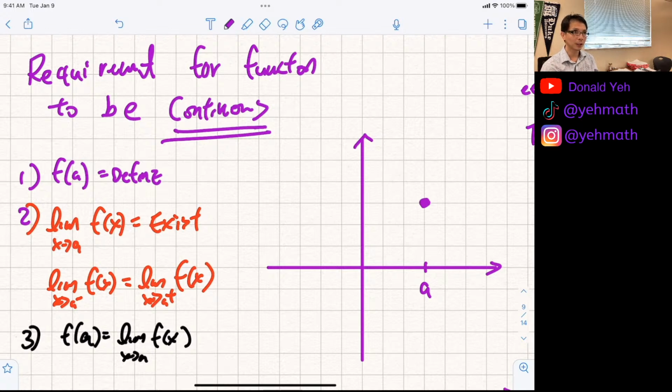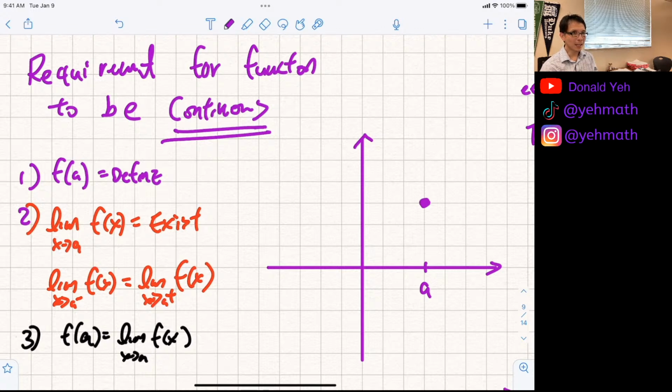Does this function look continuous to you? What does one say? Defined. f(a) must be defined. If it's defined, that means it's a solid circle. But this doesn't look like a continuous function. In fact, it doesn't even look like a whole function. It only has one coordinate. But nonetheless, it still can be a function, but it's not continuous because it's one point.